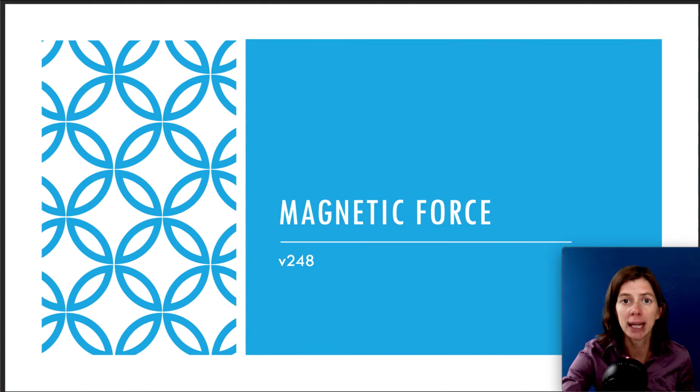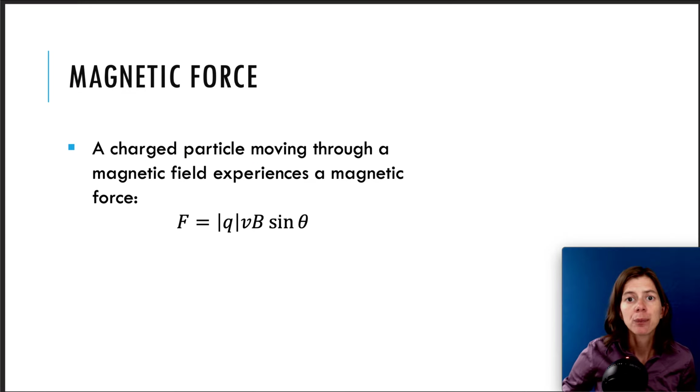It's called magnetic force. The first thing to know about magnetic force is that a charged particle moving through a magnetic field experiences a magnetic force. So, a charged particle like a proton or electron, right? If it's moving and there's some kind of external field there, then that proton or electron will be deflected because it will experience a force.